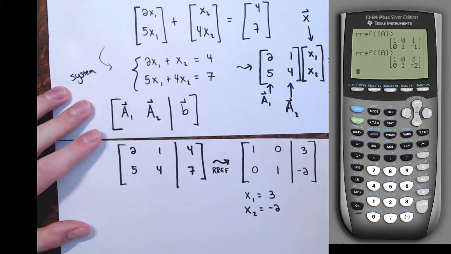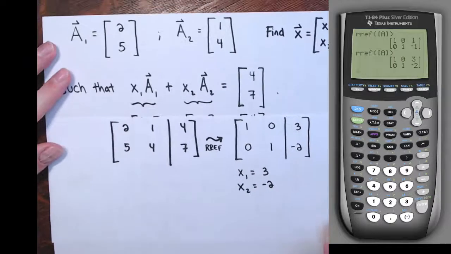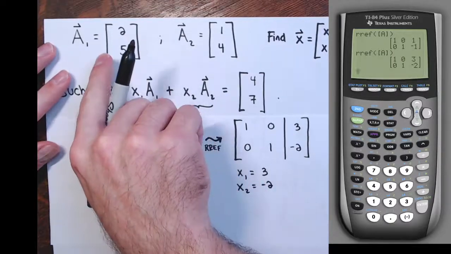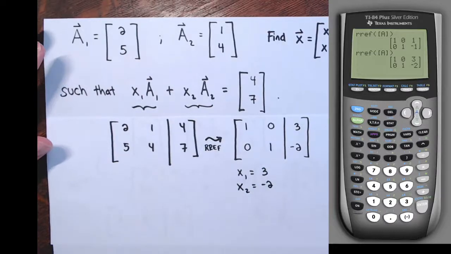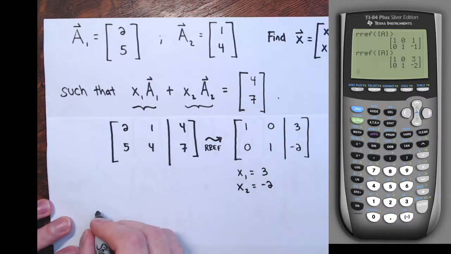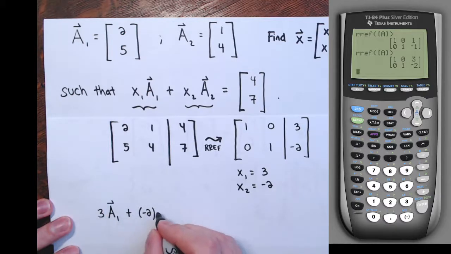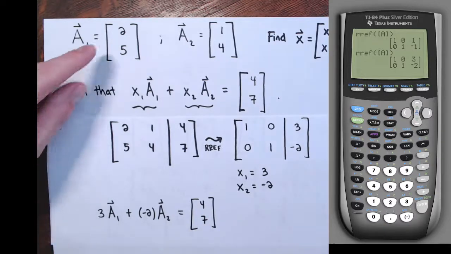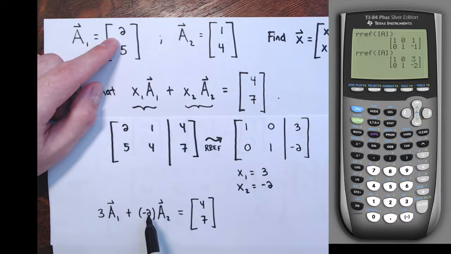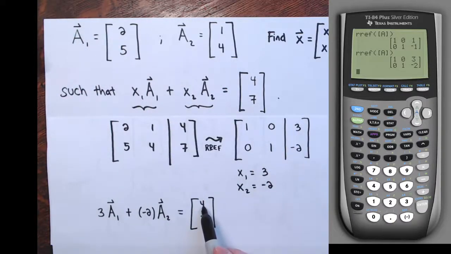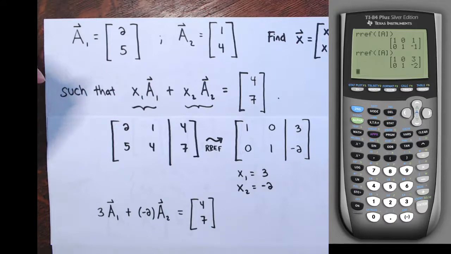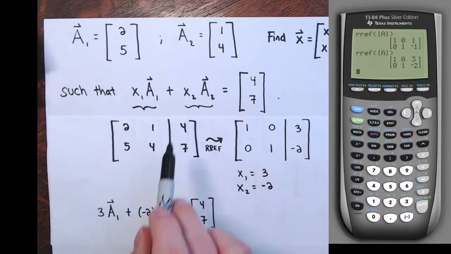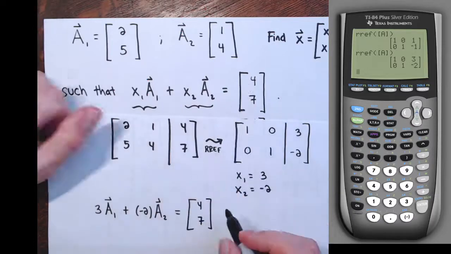Let's check and see, are these the good weights for a linear combination of a1 and a2 that will make the vector 4, 7? So is 3 times a1 plus negative 2 times a2 equal to the vector 4, 7? Let's see. First components: 3 times 2 plus negative 2 times 1, that'd be 6 minus 2, that'd be 4. That's good. Second components: 3 times 5 would be 15. Negative 2 times 4 would be negative 8. 15 plus negative 8 is 7.